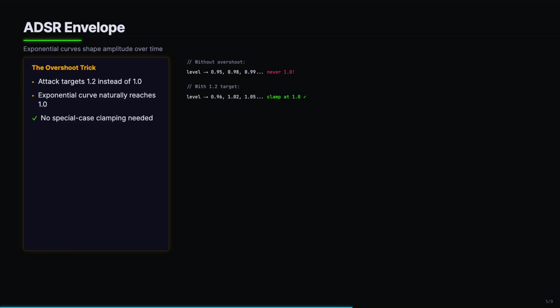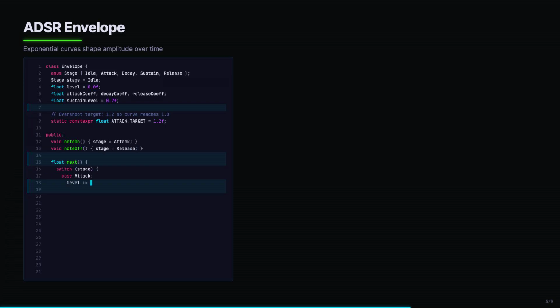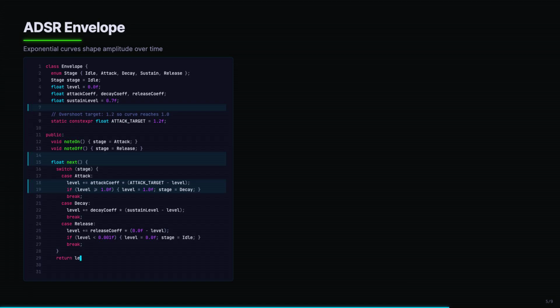Neat, isn't it? The implementation tracks which stage we're in: idle, attack, decay, sustain, or release, and applies the corresponding exponential coefficient each sample. Notice the attack target constant set to 1.2. When the level hits 1, we transition to decay.